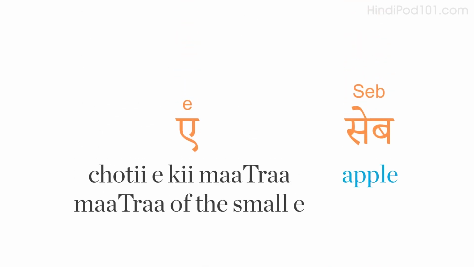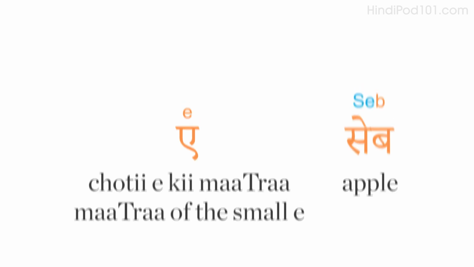Now let's take apple, seb. The matra above the letter S is called the choti a ki matra, or the matra of the small a. This matra changes s to se.